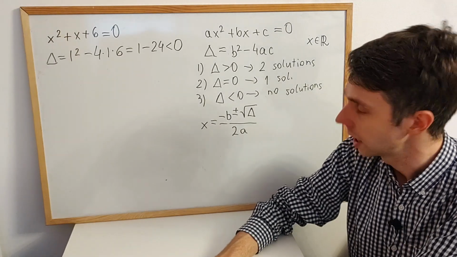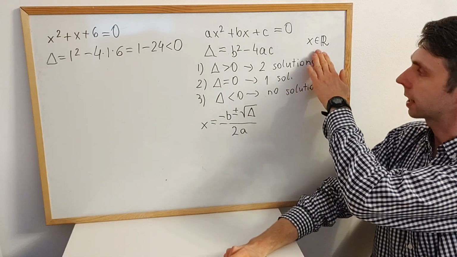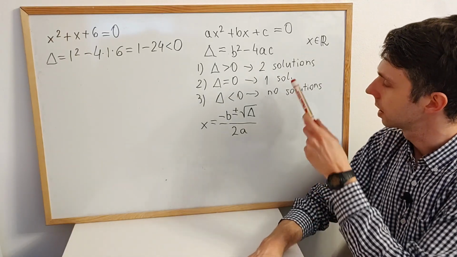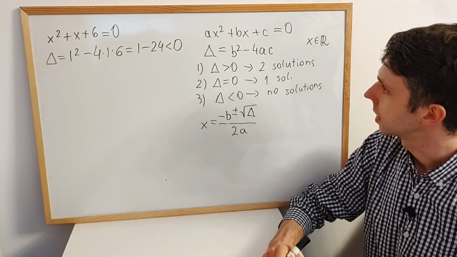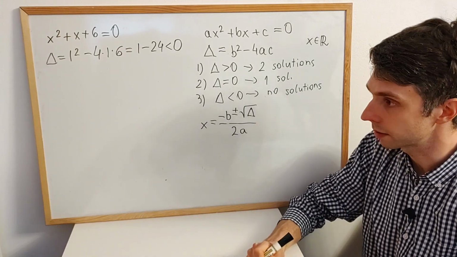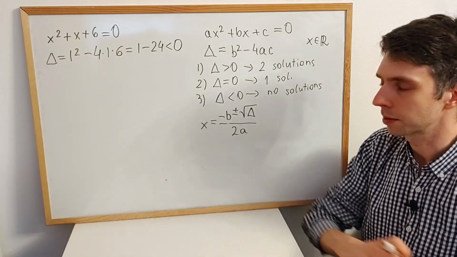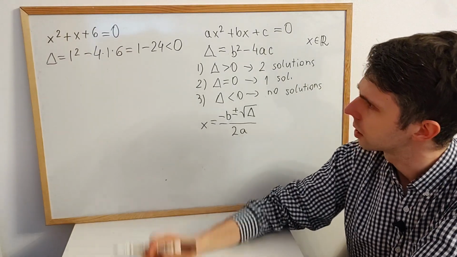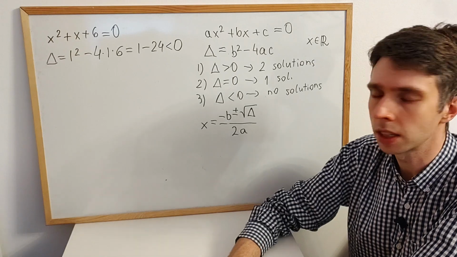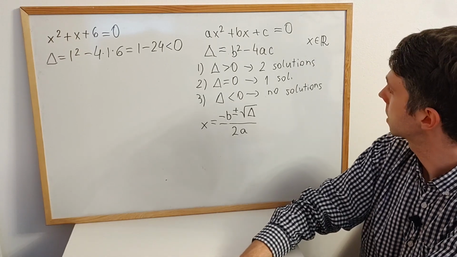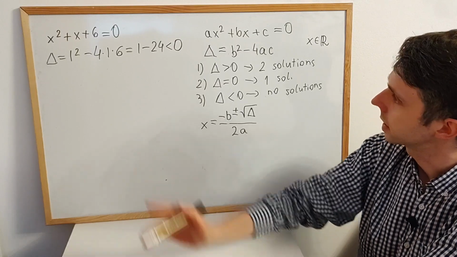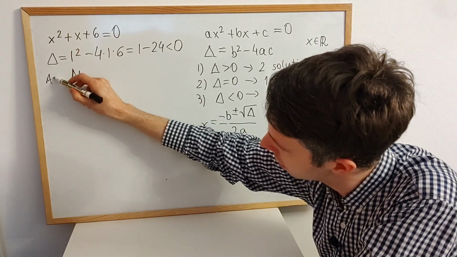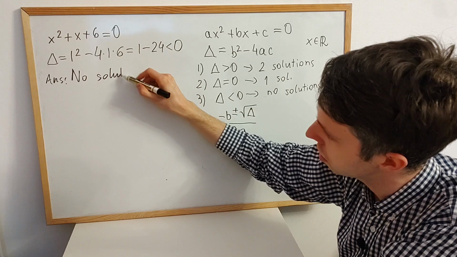I need to emphasize that this is for x being a real number. If you work in complex numbers, then this would be different. The equation would have solutions, but complex numbers are beyond the scope of this video, so we solve the quadratic equations in real numbers. So assuming that x is real, in this case the equation has no solutions. Okay, so the answer would be no solutions.